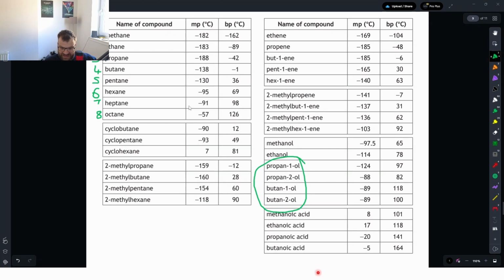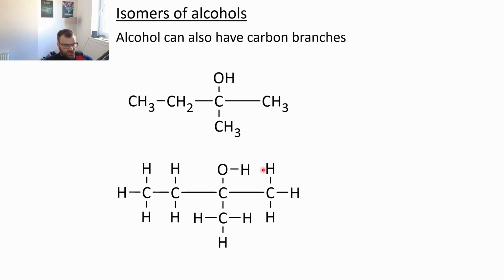I forgot to go back to here. So you can see we've got 4 carbons in that one. So it's going to be butan-2-ol. And we've also got the methyl group. The methyl group is coming off of the second as well. So 2-methylbutan-2-ol.